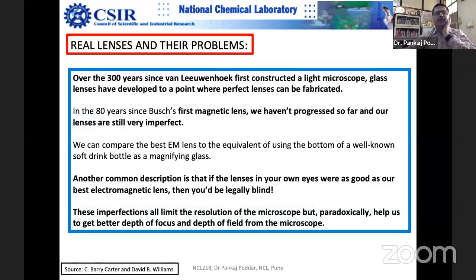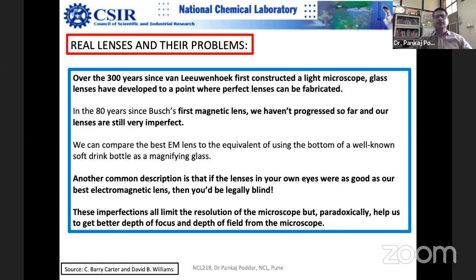But when it comes to the electron lenses, magnetic lenses, Busch was the first person who successfully made the magnetic lenses for the electrons. And Ruska used his lens technology to make the electron microscope, Ernst Ruska. After that, we have not progressed too much, and lenses are very imperfect.